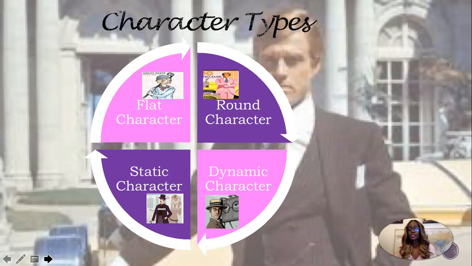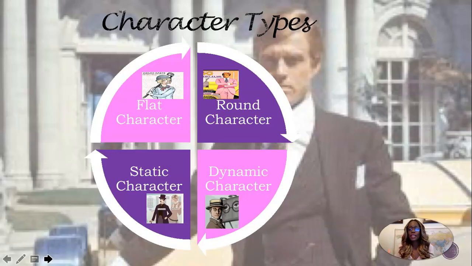A flat character, on the other hand, we know their name. We might see them here and there. In this case, Jordan Baker might serve as a flat character in The Great Gatsby, and not as fully developed. So they're mentioned in the text, but the text certainly doesn't revolve around this individual.